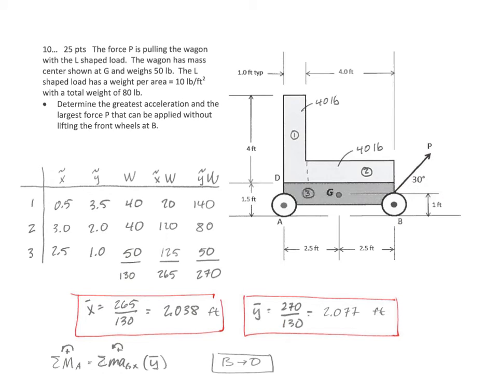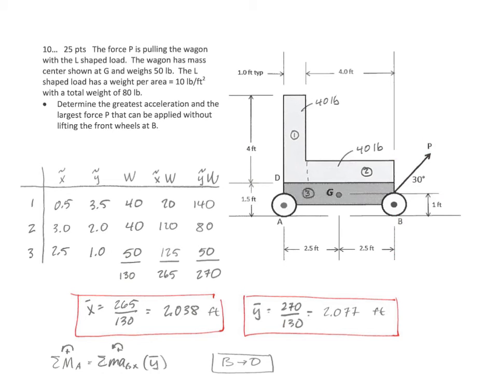And right before we lift up the front wheel, B actually goes to 0. So what we're looking for is the maximum force you can pull without B going to 0, or at the point that B goes to 0. It is not a tipping over backwards problem. It is not a slipping off the back problem. It is only an acceleration problem in that direction.